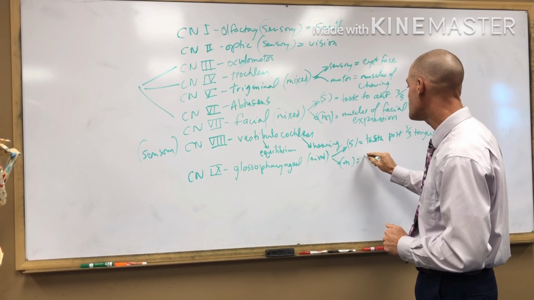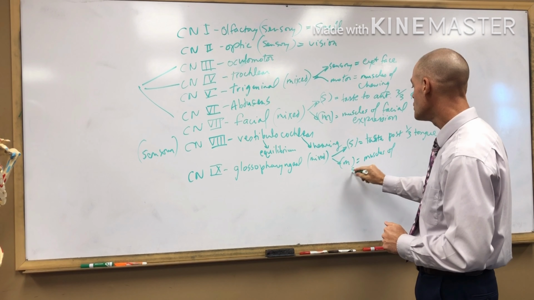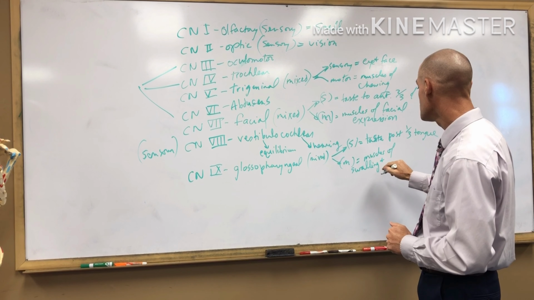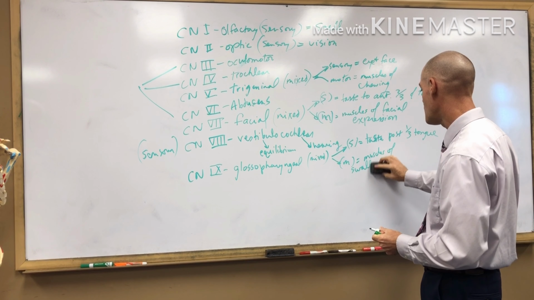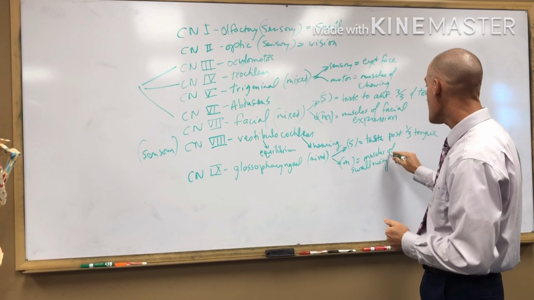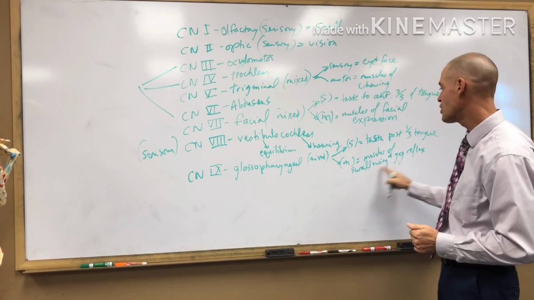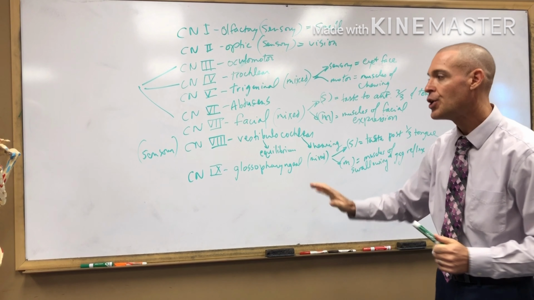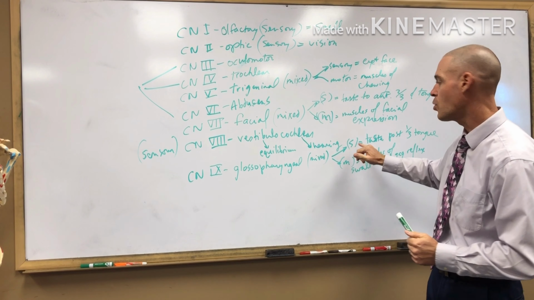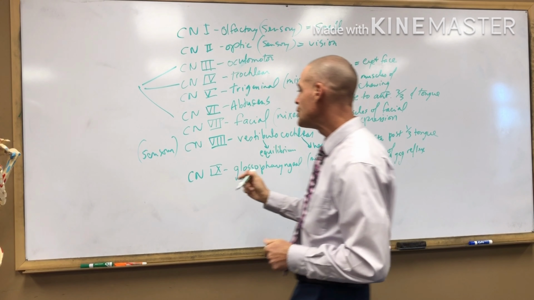Motor is going to deal with the muscles of swallowing, and I can smell swallowing right here. Swallowing, and also the gag reflex. Okay, it's going to deal with the gag reflex. We can test the motor muscles by eliciting a gag reflex, and of course testing taste on the back of the tongue. That's going to be glossopharyngeal.